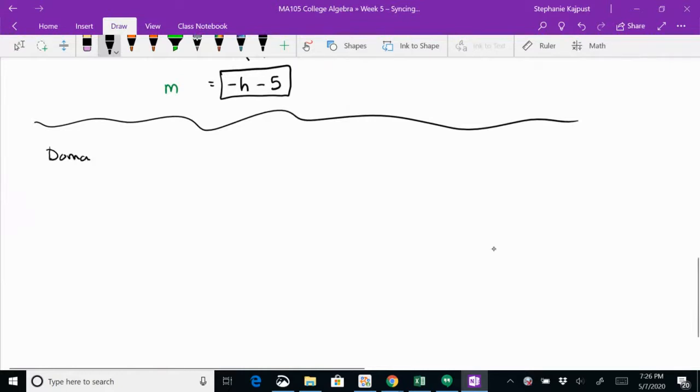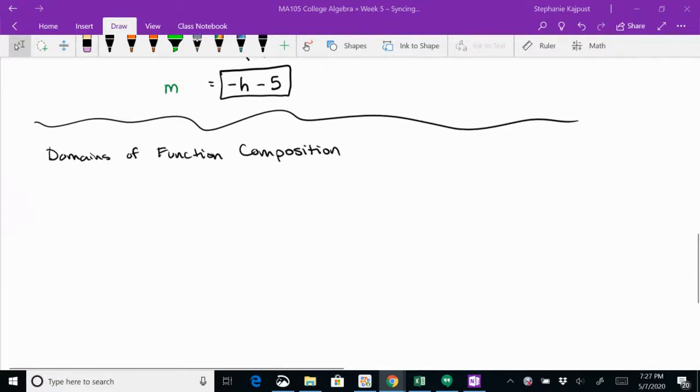So, domains of function composition. I usually have to think through these very slowly to make sure that I'm thinking through it correctly, because it's not necessarily intuitive.